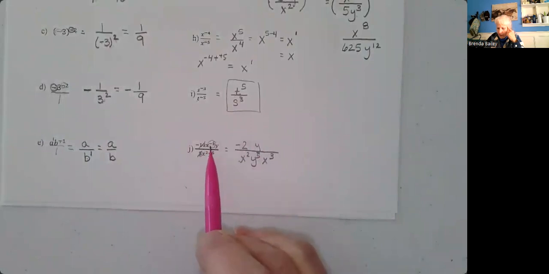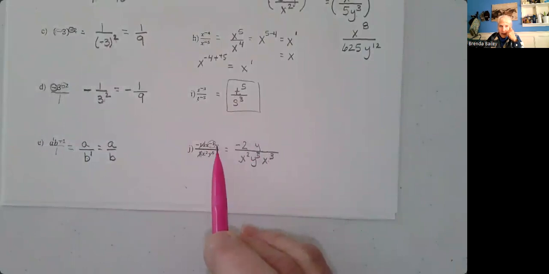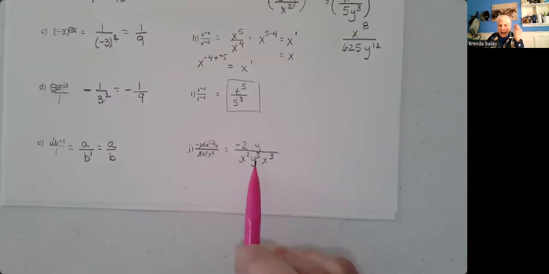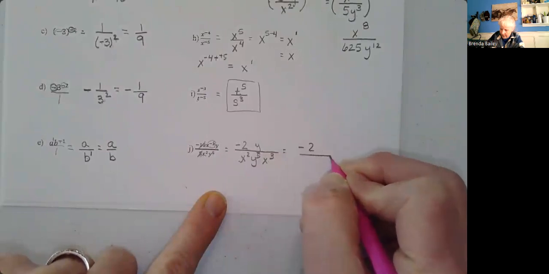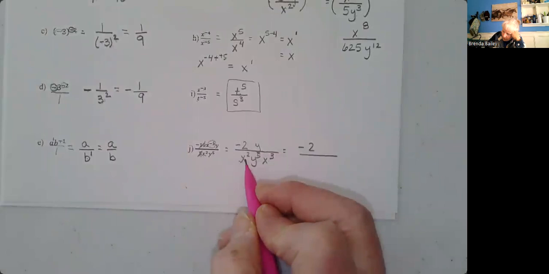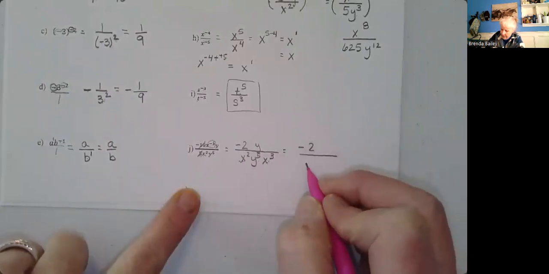This x to the -3 came down. This y stayed because it's positive. It's not going to go anywhere. The x squared stays where it's at, and the y to the 5th stays where it's at. Now we can simplify. How do we do that? Well, we've got an x squared and an x cubed on the bottom, and they're being multiplied. So that gives us x to the 5th.